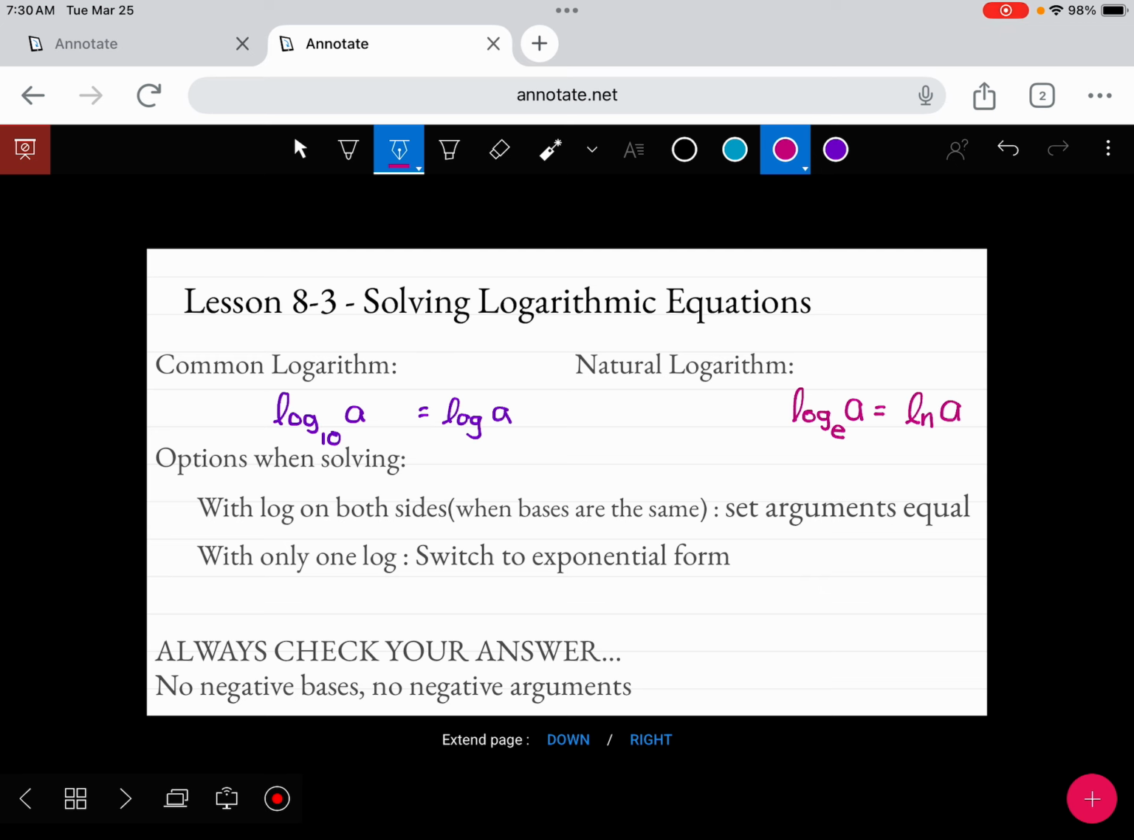One thing that's super important with logs: we have to check our answer. We don't have to go all the way through solving it to make sure it's right. What we need to make sure is that we do not have any negative bases. We shouldn't be changing our base right now anyway. And we cannot have any negative arguments. No negative bases, no negative arguments. Negative powers are okay, but no negative bases, no negative arguments.